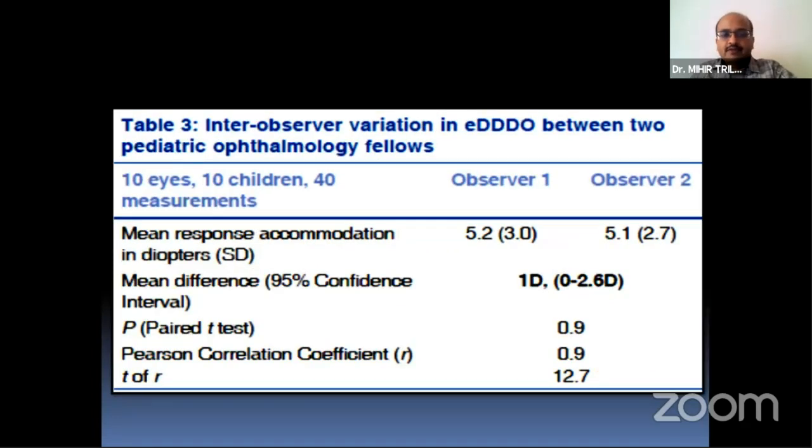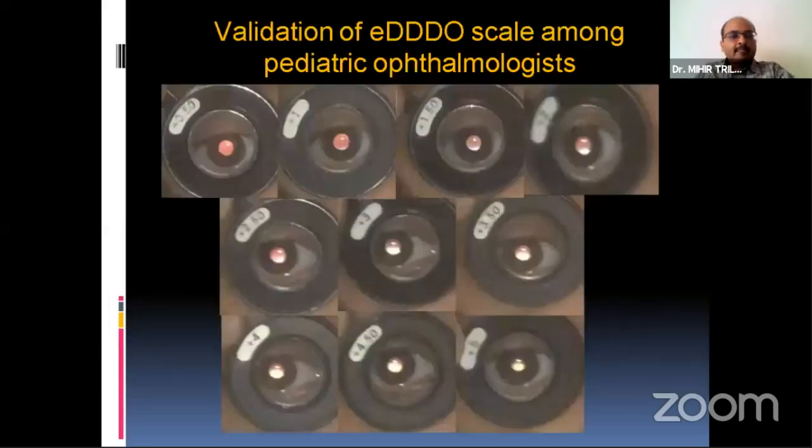Inter-observer variation between the two techniques was compared in 10 eyes of 10 children. 40 measurements each were obtained by observer 1, masked from observer 2. These were pediatric ophthalmology fellows, and there was a very high correlation coefficient between the two observers. Kappa value was high.